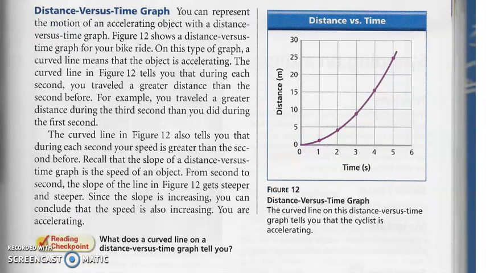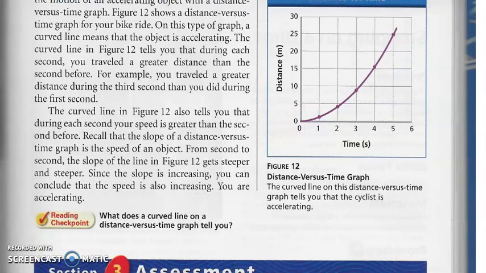The curved line in figure 12 also tells you that during each second, your speed is greater than the second before. Recall that the slope of a distance versus time graph is the speed of an object from second to second. The slope of the line in figure 12 gets steeper and steeper. Since the slope is increasing, you can conclude that the speed is also increasing. You are accelerating.